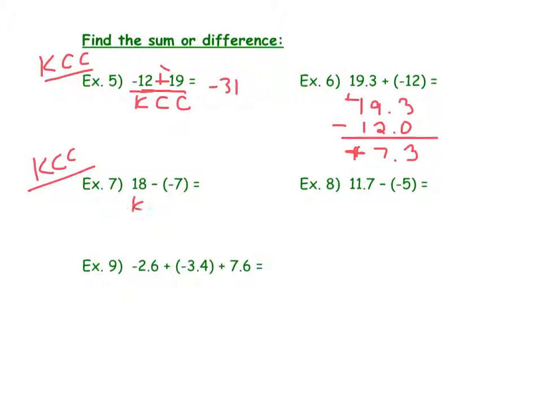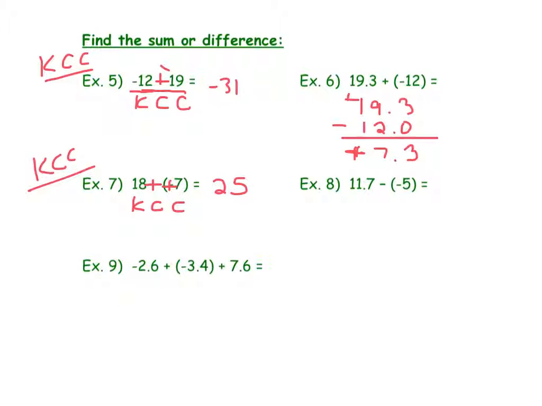So keep 18, change the subtraction to adding, change the -7 to a +7. So now I have 18 plus a +7. That's going to give me a +25.